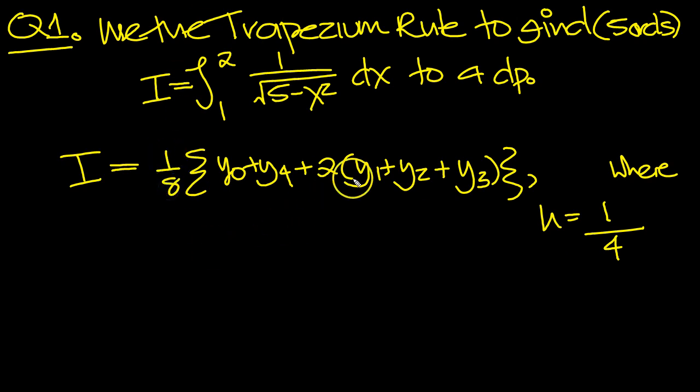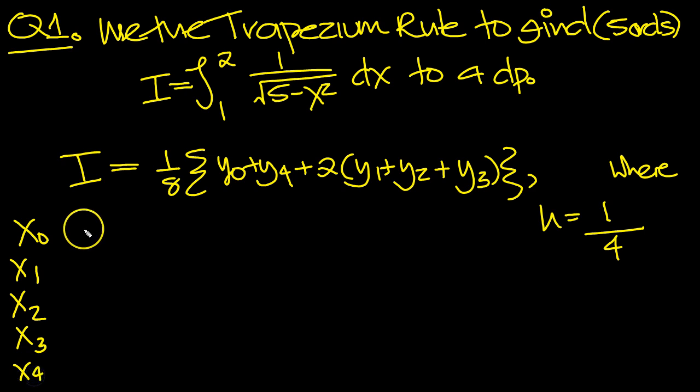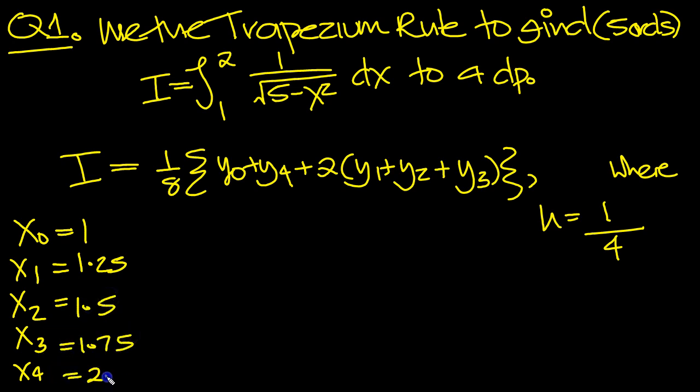Okay, so we're ready to put in the ordinate values now, so let's get the x ordinates first. We start from 1 and go up to 2, and there's 5 ordinates. So we start from 1, and we go up by quarters, up to 2, isn't it? So now we need the y values, of course, the y ordinates.